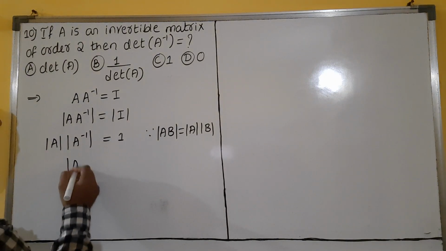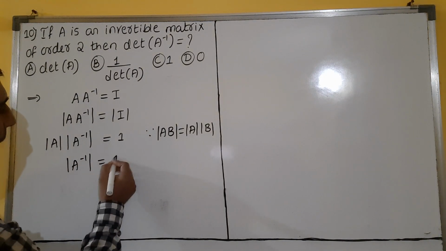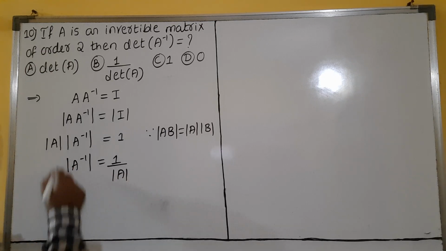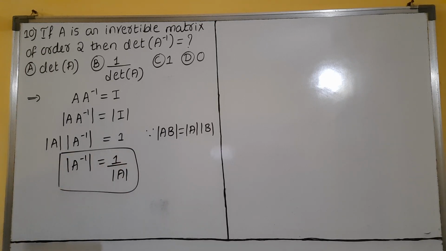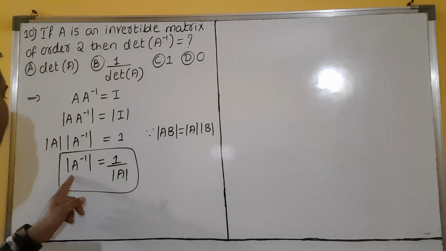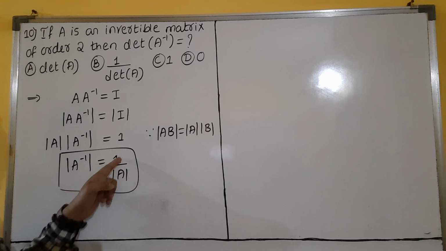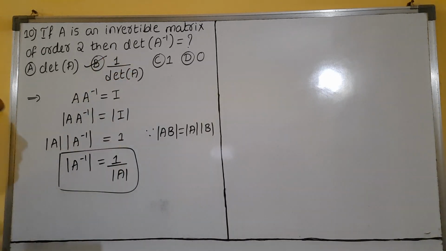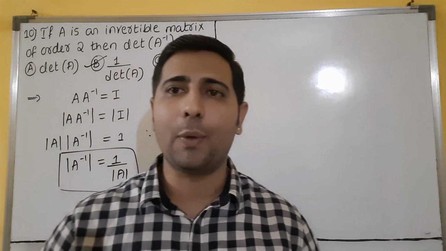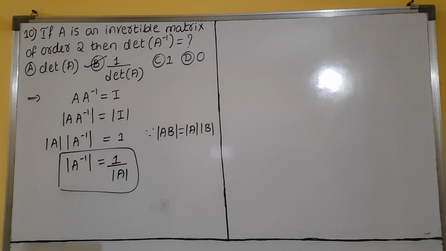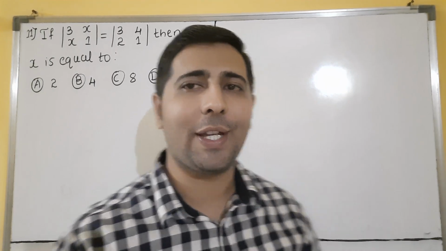So determinant of A inverse is equal to 1 by determinant A. We took determinant A to the denominator. So this is our required answer, dear students. Determinant of A inverse is 1 by determinant A, so option B is correct. I hope you understood. We'll see the next question. Please copy this.